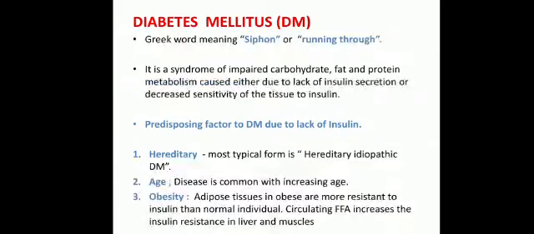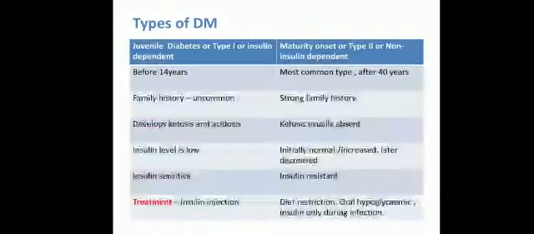We move to the next slide, where the types of diabetes mellitus is discussed. You have two types of diabetes mellitus, the juvenile diabetes or the type 1 or the insulin dependent diabetes. The second one is the maturity onset or the type 2 or the non-insulin dependent diabetes mellitus. So just see the first one, the type 1 or the insulin dependent one. It occurs before 14 years of age. Family history is normally uncommon.